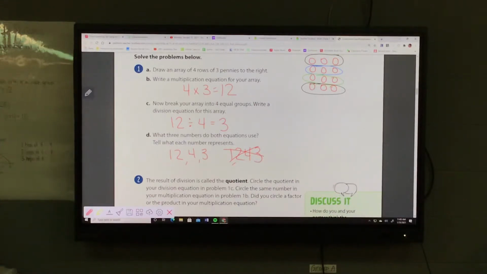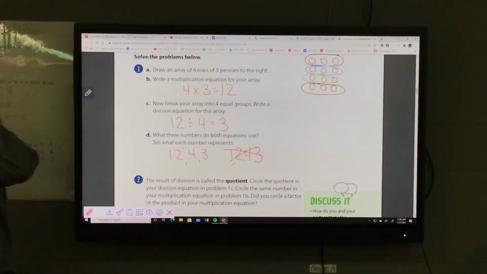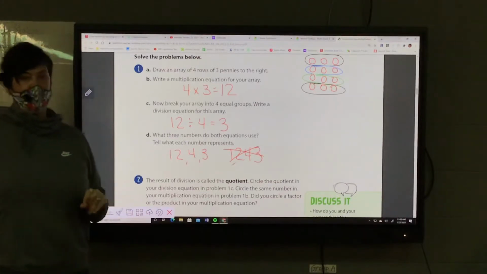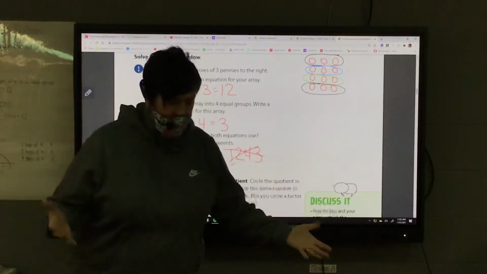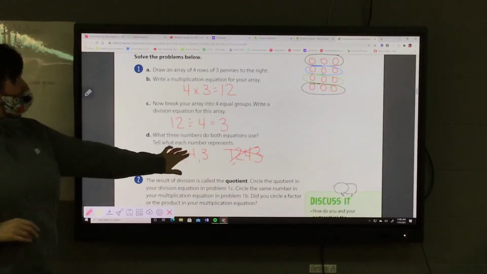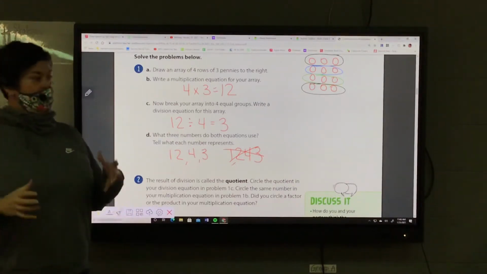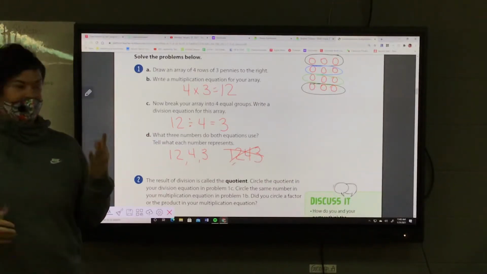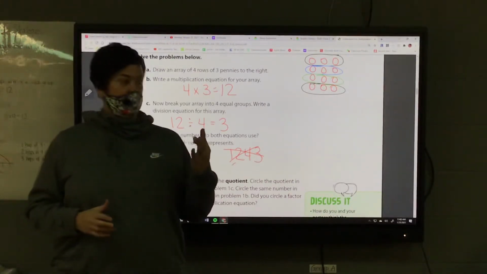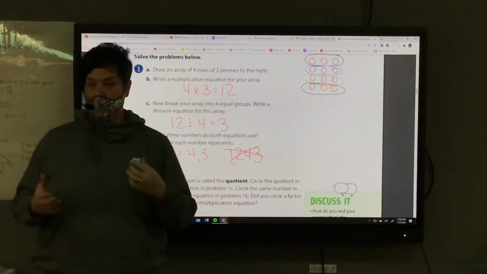Okay, what does the 12 tell us in this problem? How many there are in all. The 4 tells us what? How many equal groups there are. And 3 tells us how many in each equal group. Okay.